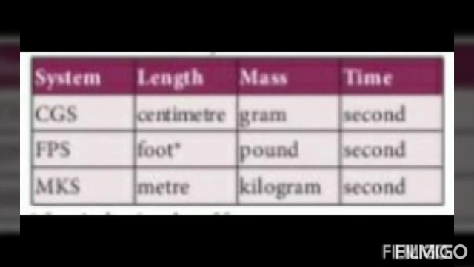Now see the tabular column. CGS system means centimeter, gram, second. FPS system, foot, pound, second. MKS system, meter, kilogram, second. But at the end of the Second World War, there was a necessity to use a worldwide system of measurement. Hence, the SI system of units is used.